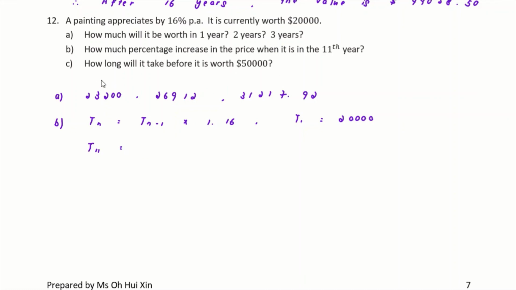So let's say you want to treat this as T1, meaning this is in 1 year. Then later when you want to find B, you should use T10, because your T1 here means how much it will be worth in 1 year, 2 years, 3 years. So when it's in the 11th year, I can rephrase it as how much will it be worth in 10 years. So that should be T10.